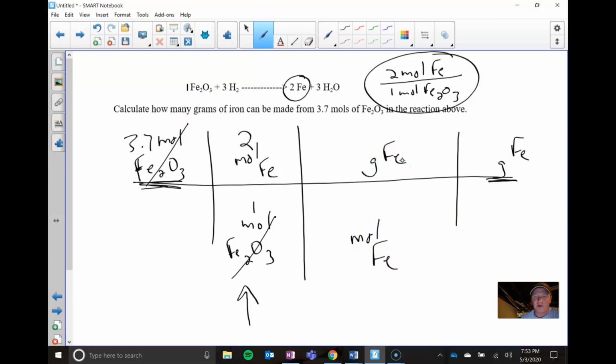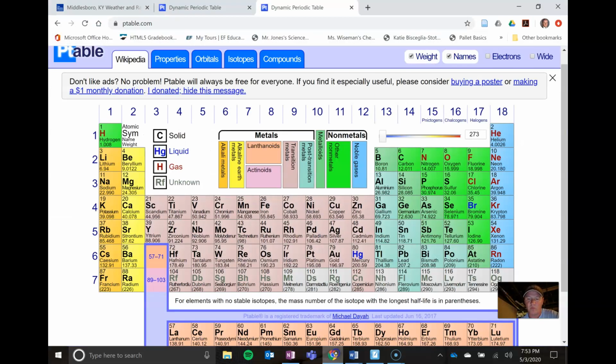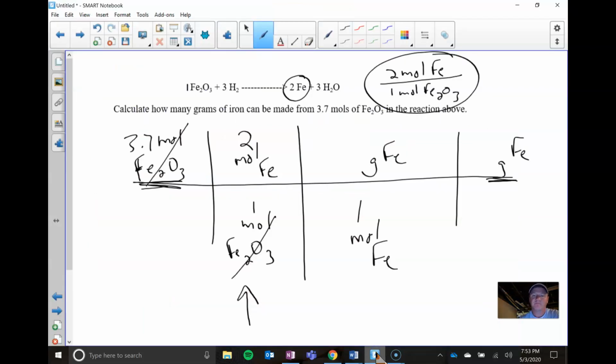Now, here's a step where we know how to do this. This is molar mass. 1 mole of iron for every how many grams of iron? Let's pull up the periodic table here. 1 mole of iron is 55.85 grams. All right, so now moles of iron cancels. We are now in the unit that we need. So now it's just math. 3.7 times 2 times 55.85.